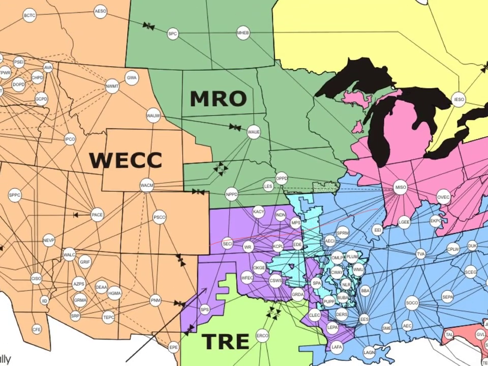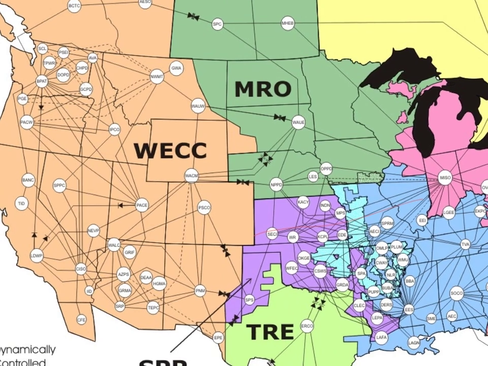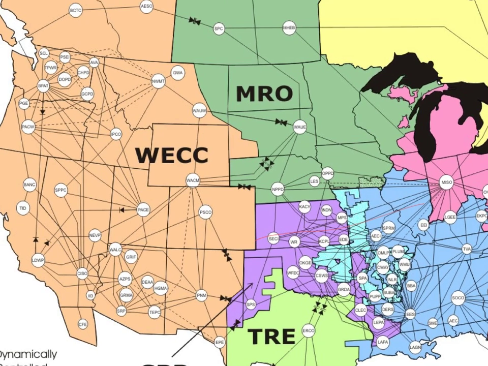And then in the middle of the country, notice all the DC lines. Anybody know why those are DC?